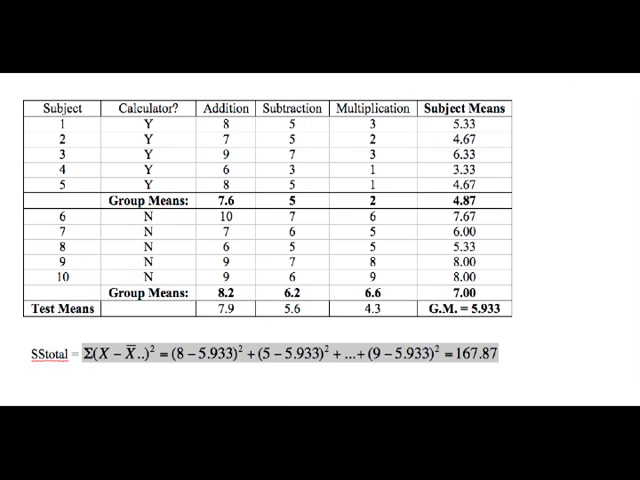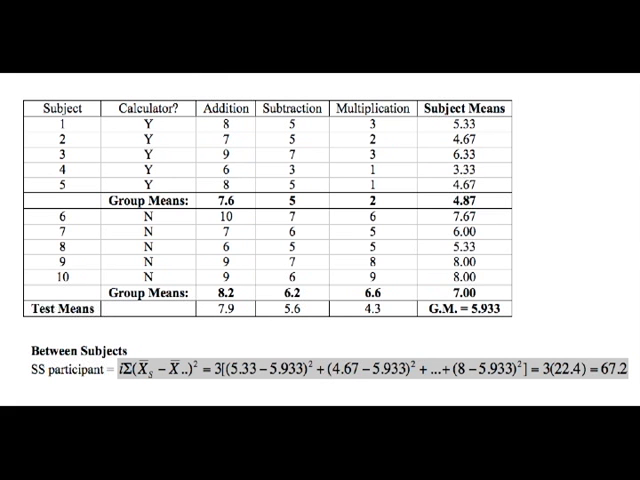So, like with all of our ANOVAs, the first step is to calculate our sums of squares total. So we take each of the scores, subtract the grand mean from it, square it, and sum it up. We get a sums of squares total of 167.87. Next, we're going to calculate the between subjects sums of squares participants.